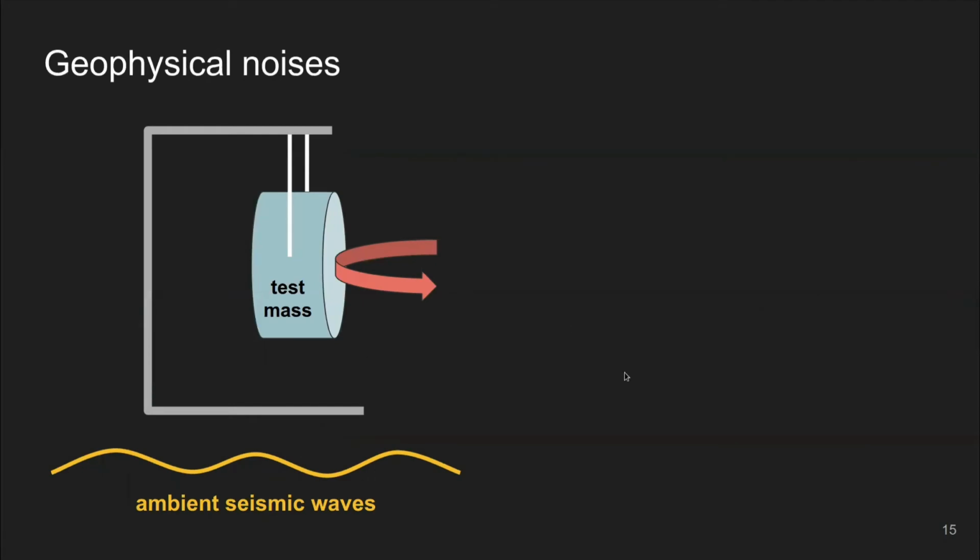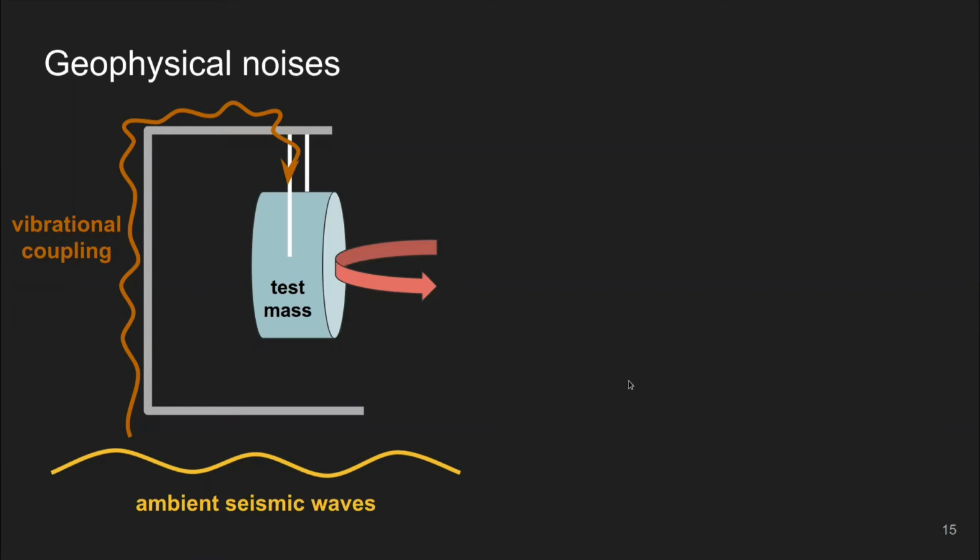So the other major category of noise is the geophysical noise. So as I said before, the ground is always moving. There's just ambient seismic motion. And I mentioned that we have suspensions, and the point of the suspension is that the ground shakes the top of the suspension, but because of mechanical filtering, it can reduce the amount of vibrational motion that makes it to the test mass.